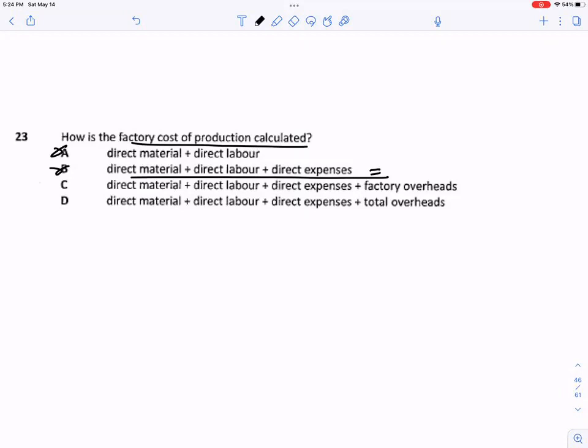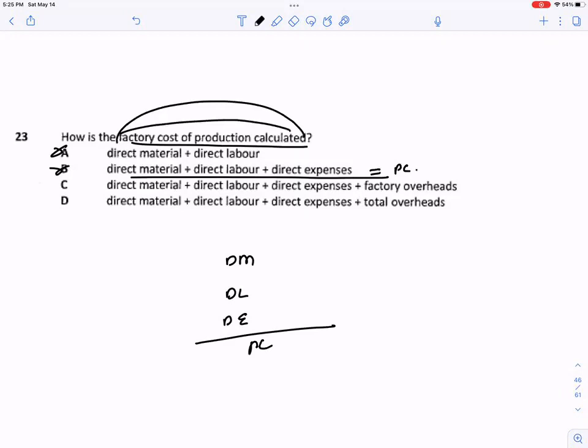But this is not a factory cost. I think C is the answer. Direct material plus direct labor plus direct expenses? Prime cost. And what do they want us to find? Factory cost. Production. So C is the answer, right? It's C. Yes.